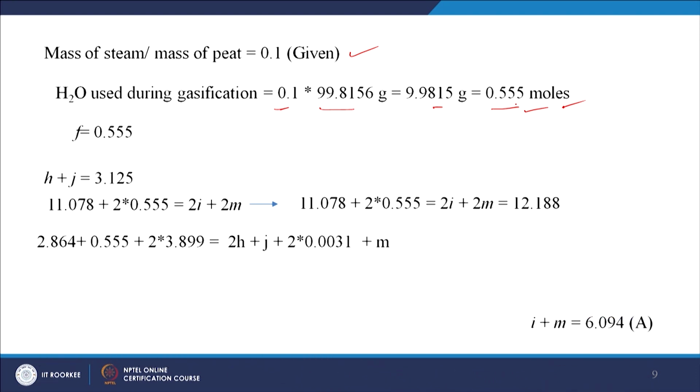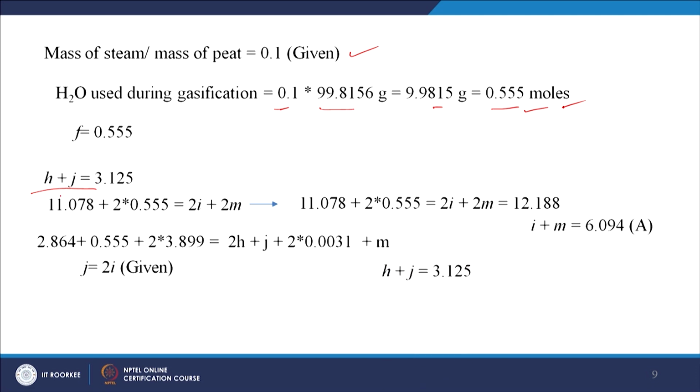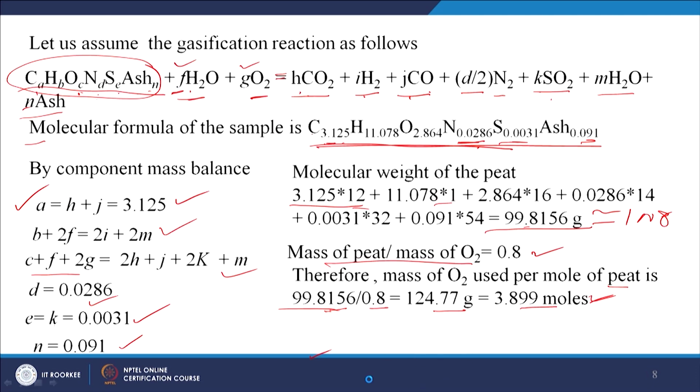And also we have seen that H plus J is equal to 3.125, and we need the H and J values. Now, we will use this formula: B plus 2F equal to 2I plus 2M. If we put the value of B, B is equal to how much? We have 11.078, and F we have calculated, and then we put them here, and we will get the value of 2I plus 2M. So, that is done here.